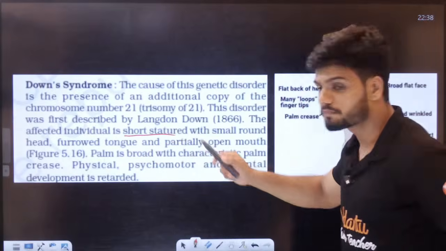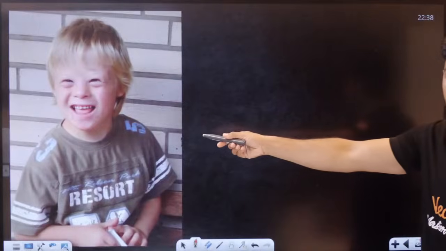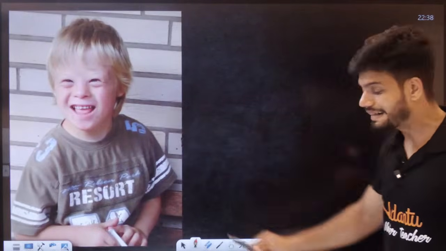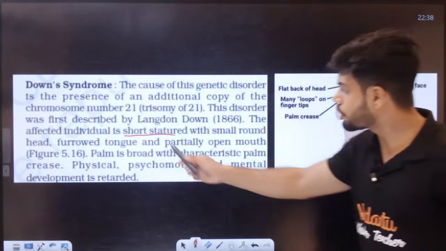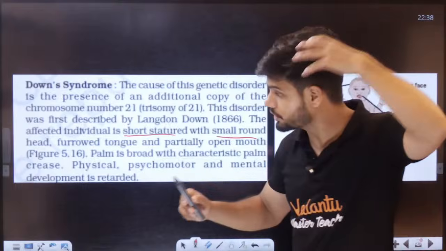Short stature. Persons are very short. Students, have you seen people like this on TV or somewhere? Have you seen such people? This is because of Down syndrome. Short stature, right? Small round head here.